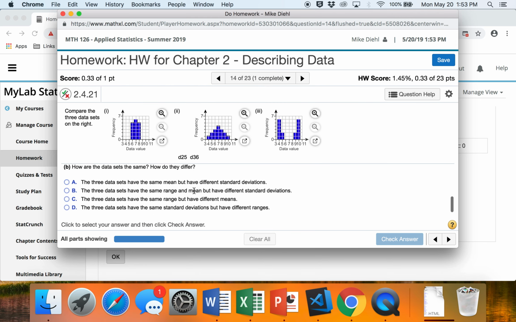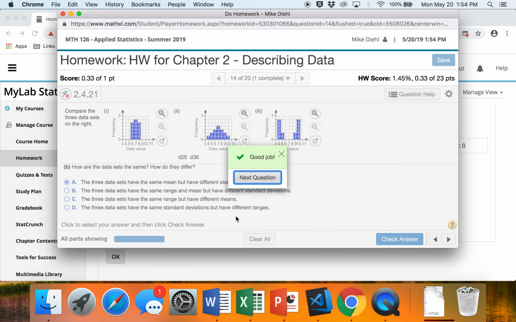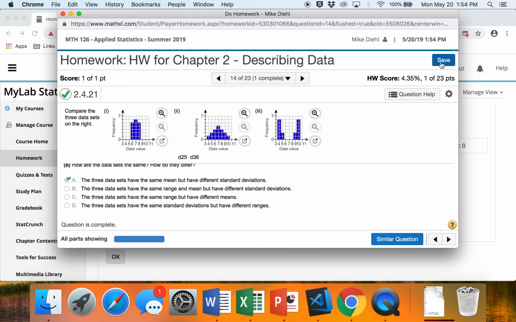And then, oh gosh, this was the one we got right before. Same mean but different standard deviations. I think that's it. Okay, so I'll just X this out and hit save.